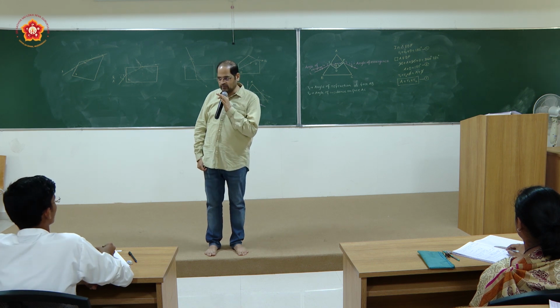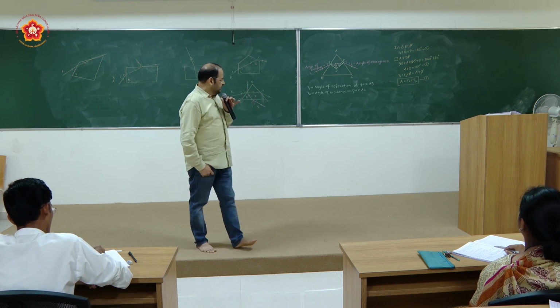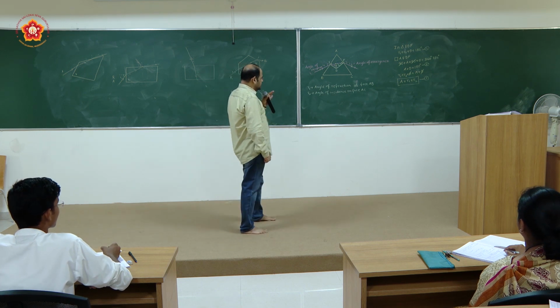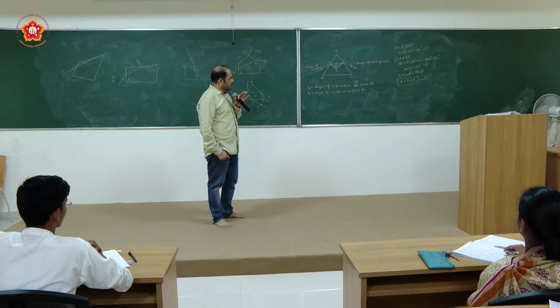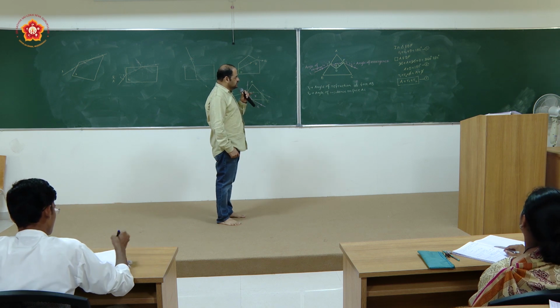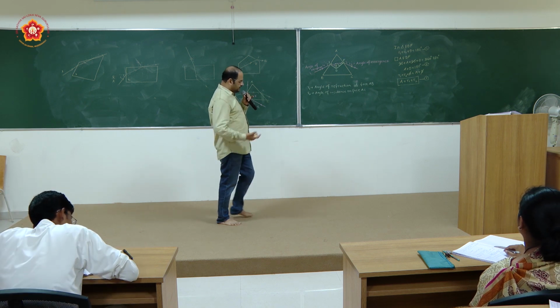Are you getting what I am trying to tell you? We have proved the relation R1 plus R2 is equal to A. This is our first relation today. But in this case, the outcome is what? Suppose I want to change the angle.